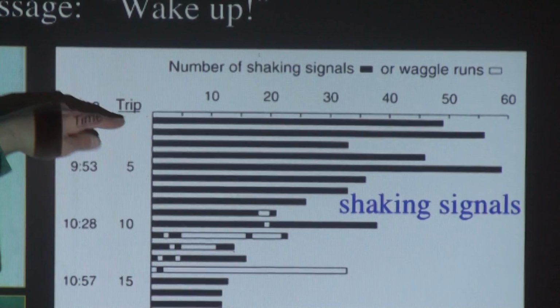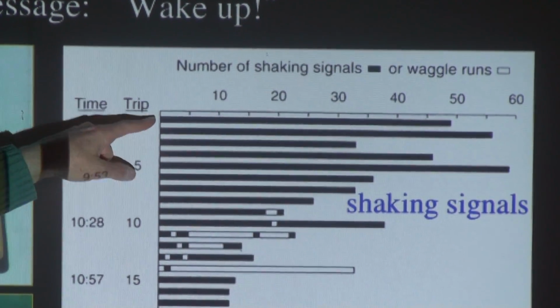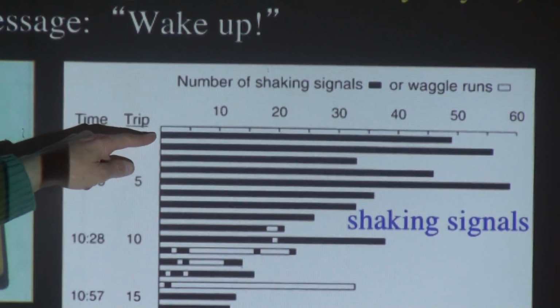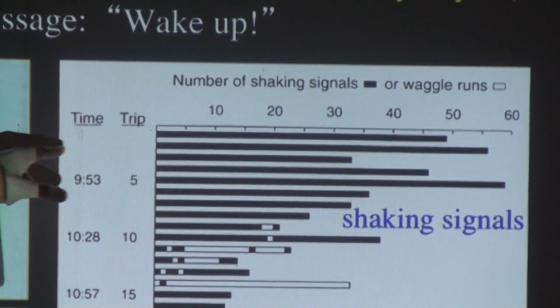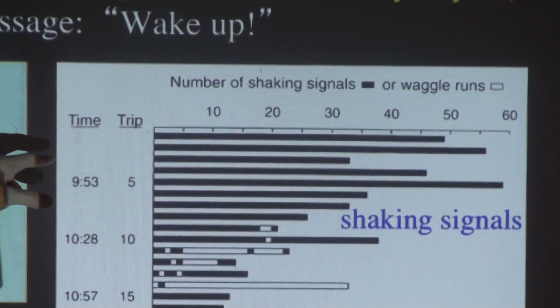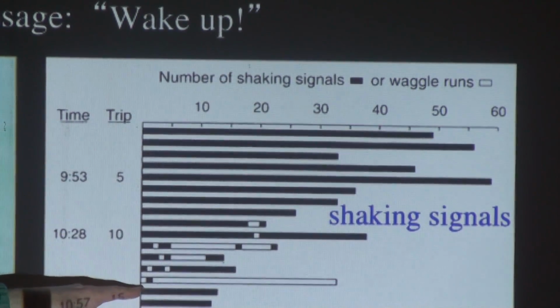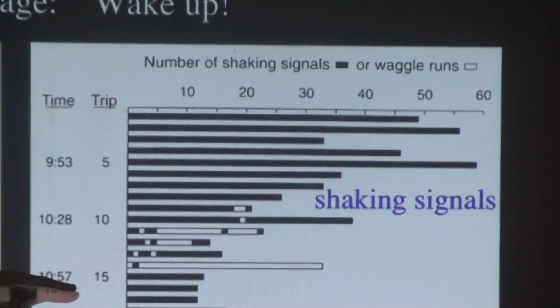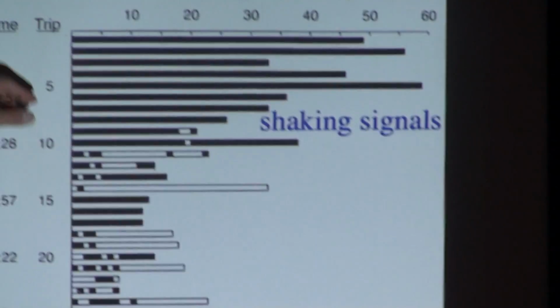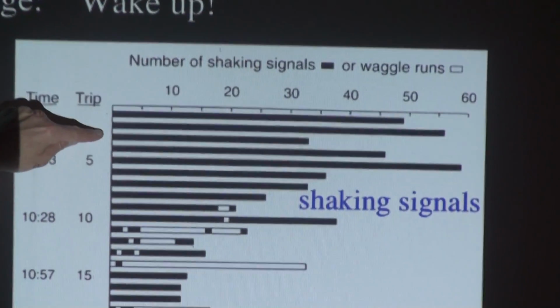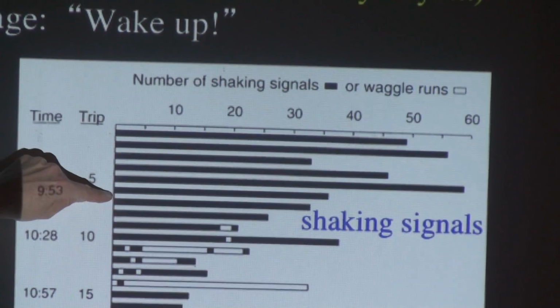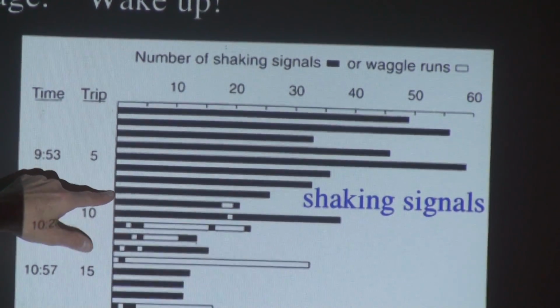And this shows each trip back into the hive. The first one was about at 9 o'clock. If this horizontal bar is black, that's a count of how many shaking signals she produced. If it's a white bar, the white portion of each bar indicates how many waggle dance circuits she produced. So you can see the first, second, third, fourth, fifth, sixth, seventh, eighth trips back to the hive.